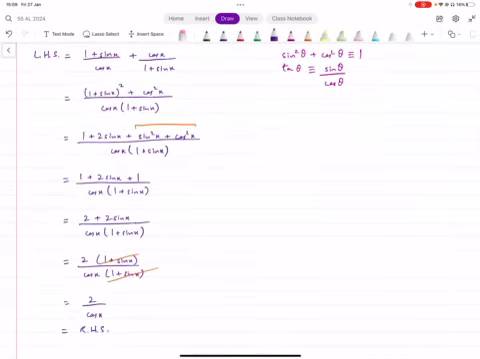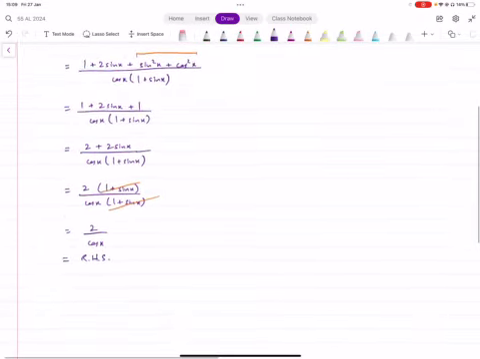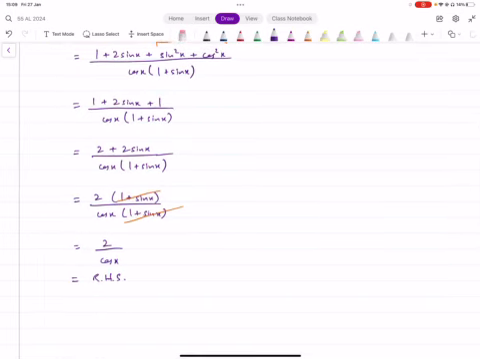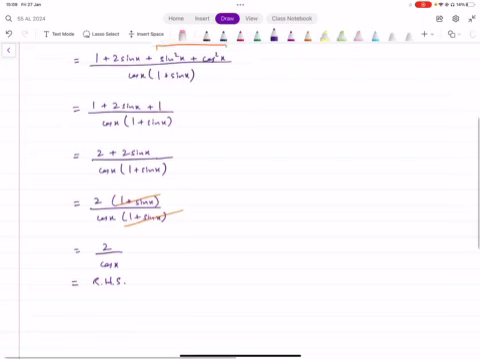This is how you prove identities. Any problem with this? No?